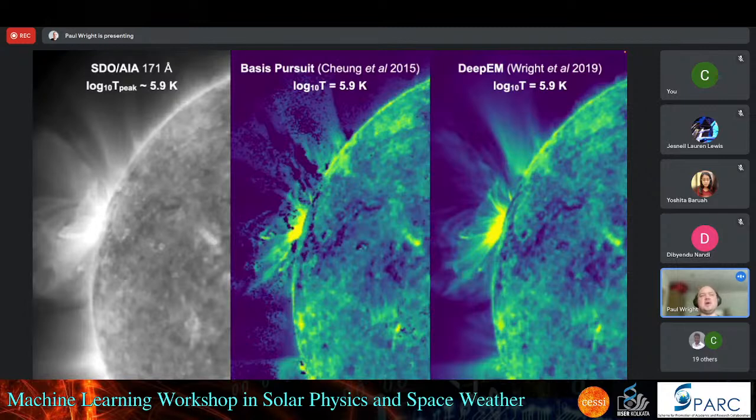And here you can see a comparison of 171. The 171 is peaking at approximately 10 to the 5.9 Kelvin, and we compare BASISPURSUIT and DEMT. These should be very similar because we're asking to just look at the 5.9 Kelvin solution. What we see is that the pixels are recovered where they are not in BASISPURSUIT, but importantly, we recover similar values where BASISPURSUIT does recover information.